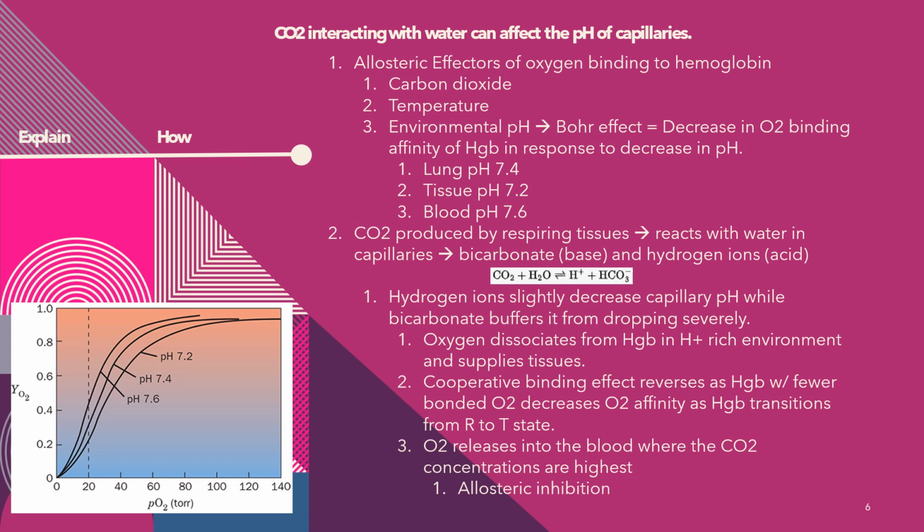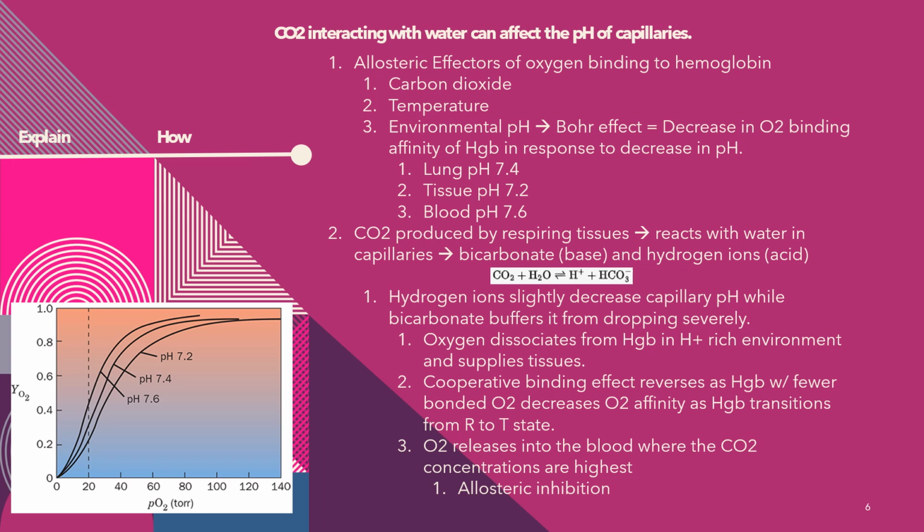And oxygen dissociates from hemoglobin in a proton-rich or hydrogen ion-rich environment and supplies the tissue, so it's deposited in the capillaries. This is part and parcel of the cooperative binding effect. Because it works in one direction, it works in the other. So hemoglobin with fewer bonded O2 decreases its future affinity to bond with O2 as hemoglobin transitions from the R state, the oxygenated state, to the deoxygenated T state.